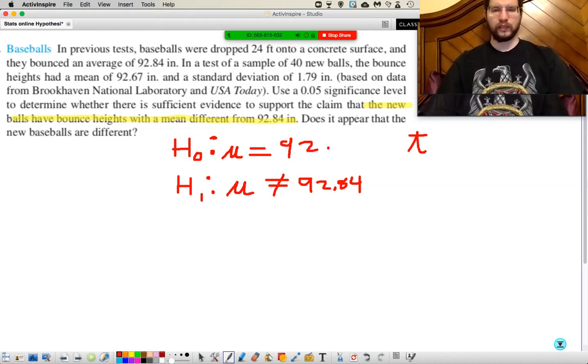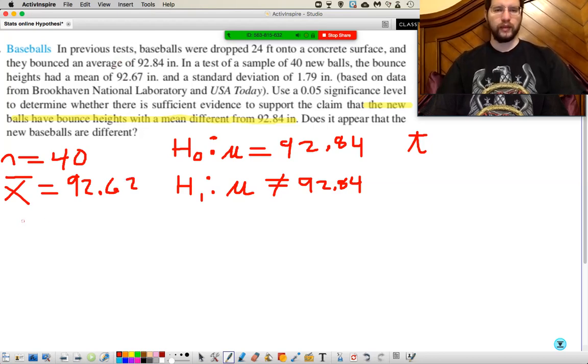92.84. N was 40. X bar, 92.62. The standard deviation of the sample, S, was 1.79. We're using an alpha of 0.05.